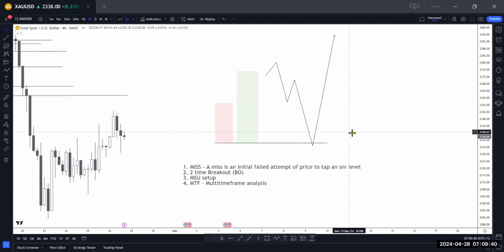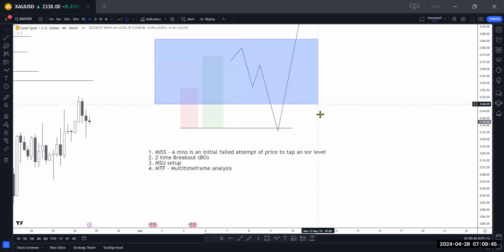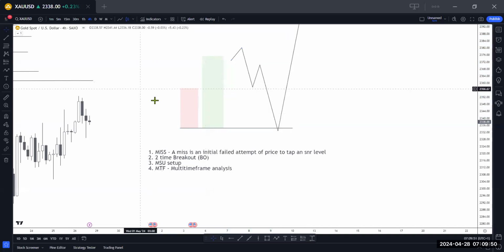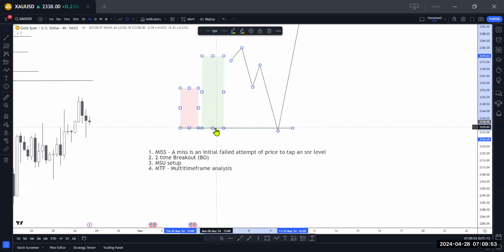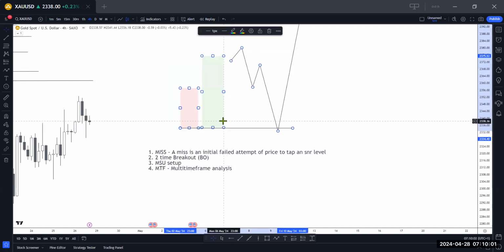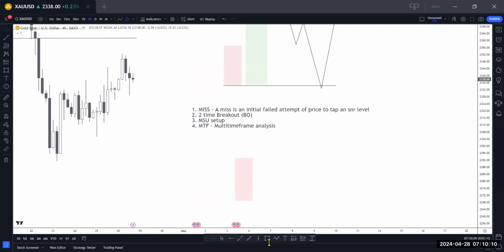So what's a miss? I said a miss is an initial failed attempt of price, of the market, to use an SNR level. So sorry, I'm trying to copy these lots. We'll just draw it again. So a miss is going to be something like this, say in a bearish situation, where a bullish candle is green.